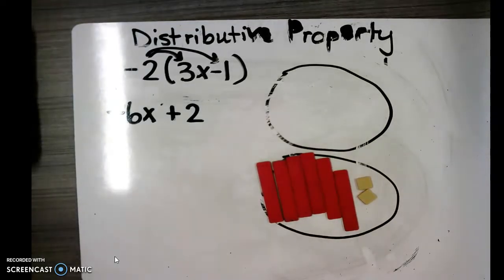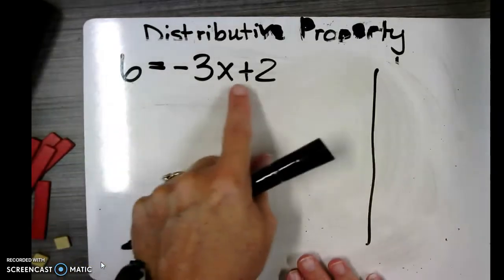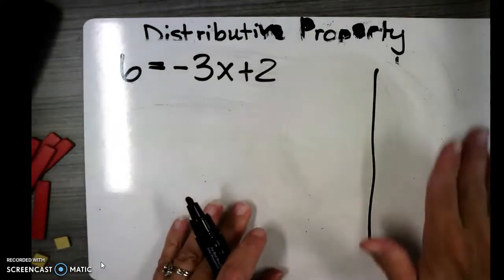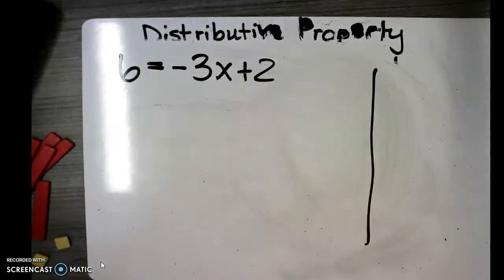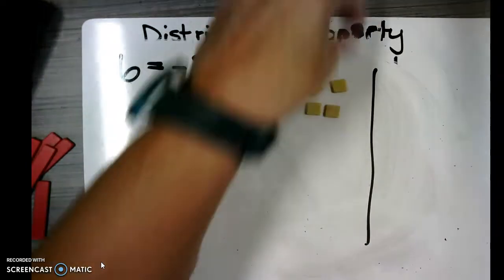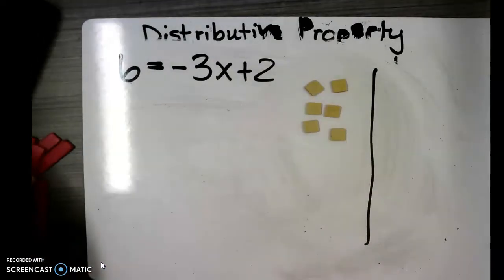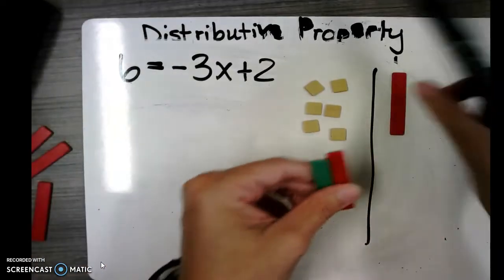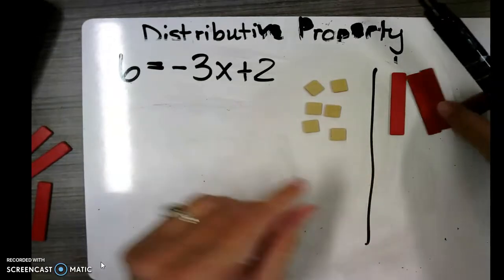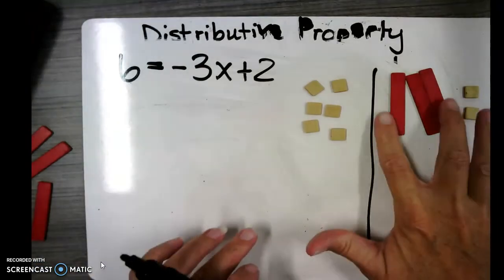Now, how do we use this in an equation? Let me set that up. Now I have an equation set up, 6 equals negative 3x plus 2, and I'm going to model that on this side. My vertical line is an equal sign, so I'm going to have 6 positive constants on the left side to match my equation, and I'm going to have 3 negative x's, so those are going to be the red ones. There's 3 of them, and then I have another positive 2 constants. Okay, so there's the model.